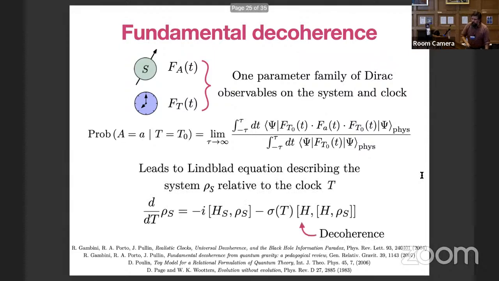But when you do that, what it allows you to do is to take into account fluctuations of the clock. And what happens in that case is that you get a fundamental decoherence mechanism that emerges that actually depends on the fluctuations of the clock. So here, this is a Lindblad equation. This is the usual unitary part. And then here would be some decoherence that results from the fluctuations of the clock.